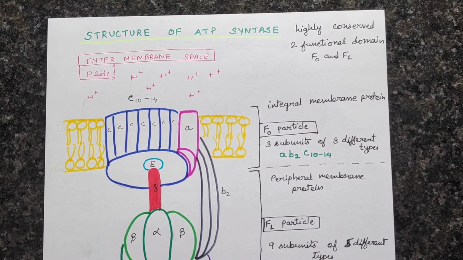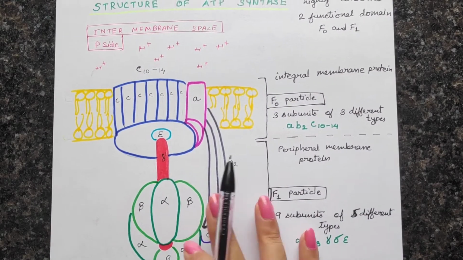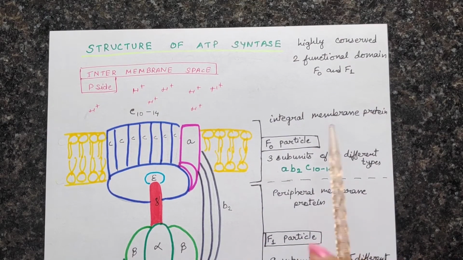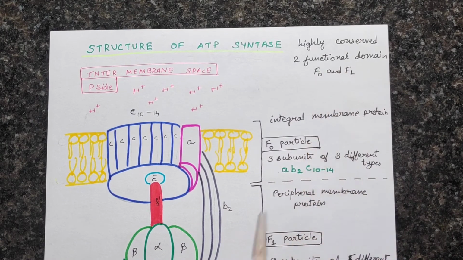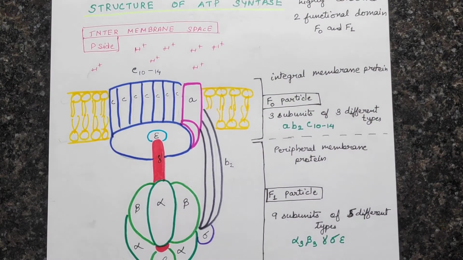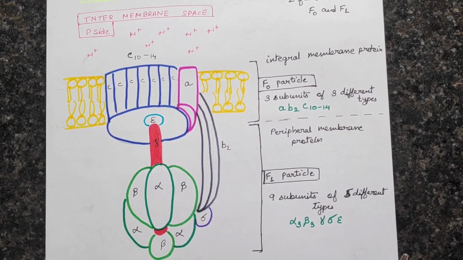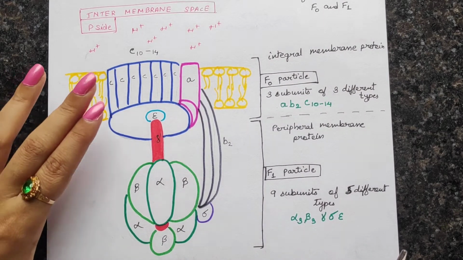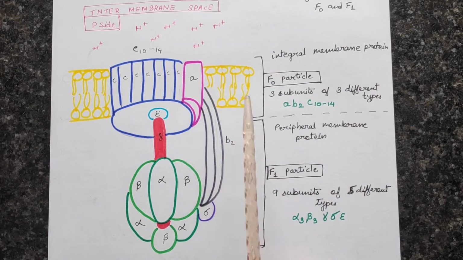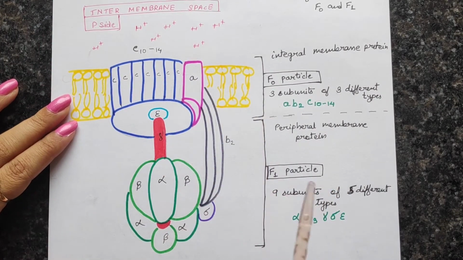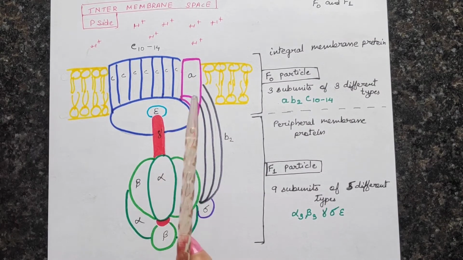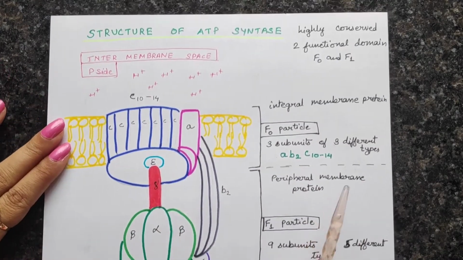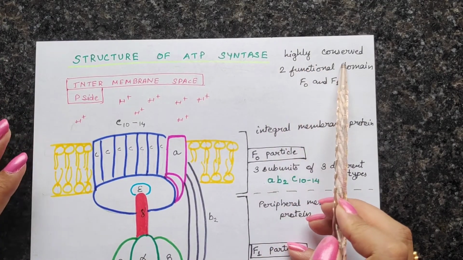Structure of ATP synthase. This particular structure of ATP synthase is highly conserved. Highly conserved means this ATP synthase is present in the inner membrane of the mitochondria. Mitochondria are present in the animal world, and in the animal world you will find that the structure of this ATP synthase remains the same. That is, there is very little change in this structure from animal to animal. Therefore it is called a highly conserved structure.